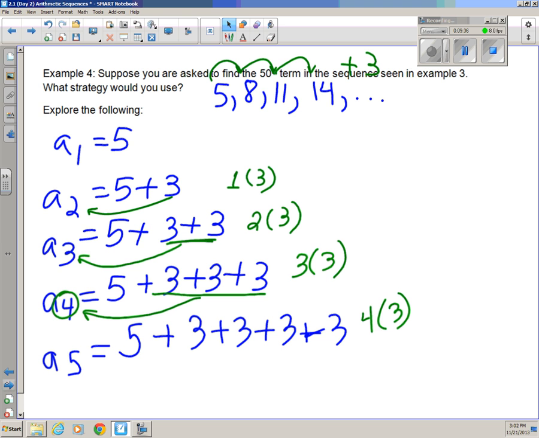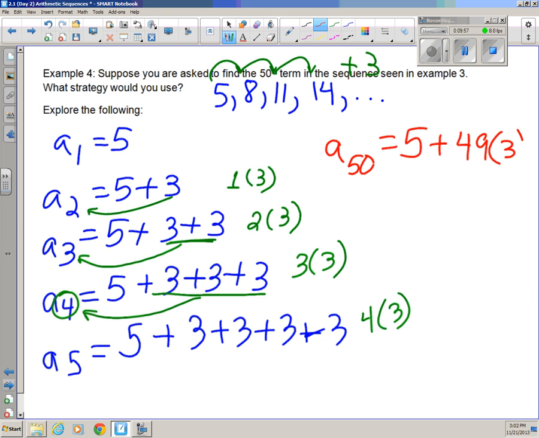So if I want to go out to my 50th term, I know my first term is 5, and I need 49 more of those common differences of 3. Which means a sub 50 is my first number plus 49 threes, which is 147. So my a of the 50th term, or the number at the 50th spot, is going to be 152.